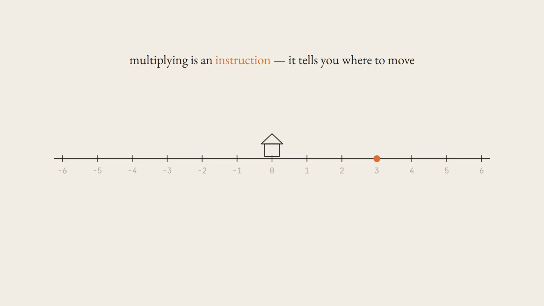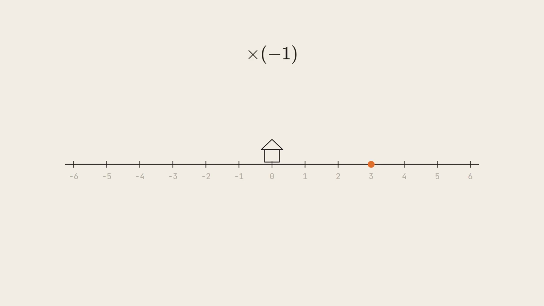Now, the first beautiful idea. On this road, multiplying is not just arithmetic. It is an instruction. It tells you where to move. Multiply by 2, and you double your distance from home. Stand at 3 times 2, and you stride out to 6. So far, nothing surprising. But one number gives a very strange instruction, -1. Stand at 3, multiply by -1, and you land on -3. The same distance from home, but the opposite side.